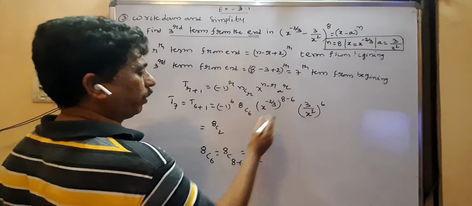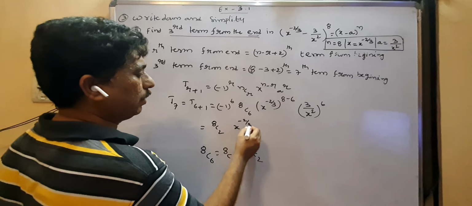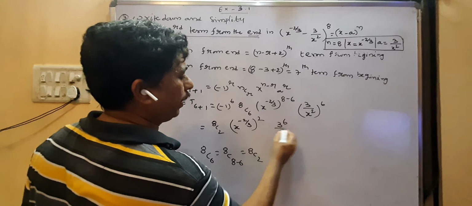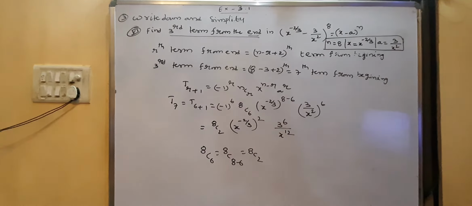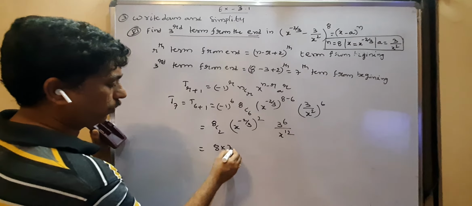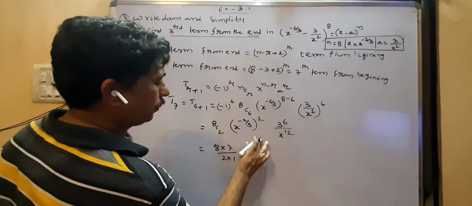A power m whole power n, that is x power minus 2 by 3, minus 2 by 3, 8 minus 6 is 2. 3 power 6 by x square whole power 6 means x power 12. So this is 8C2, which means 8 decreased by 2 times. 8 into 7 by 2 into 1. X power minus 4 by 3.